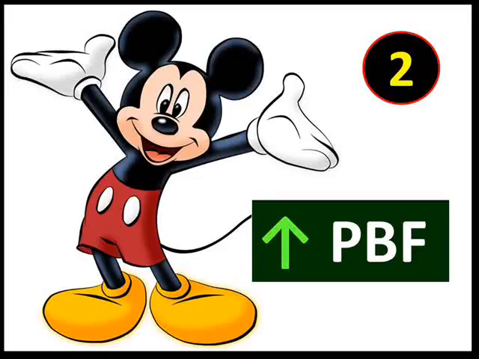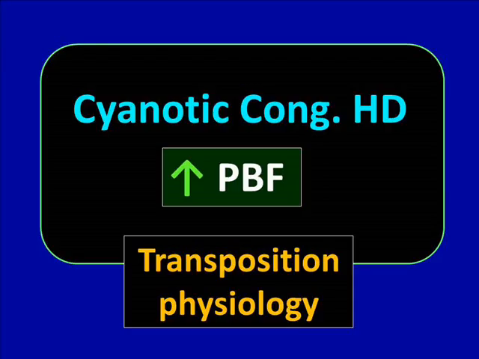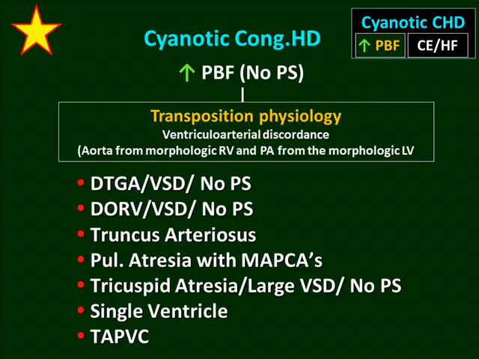Now, this is the second major group: cyanosis with increased pulmonary blood flow. Cyanosis with increased pulmonary blood flow is referred to as transposition physiology. Now, cyanosis with increased pulmonary blood flow basically means there is no pulmonary stenosis. If there is no PS, how does cyanosis occur?